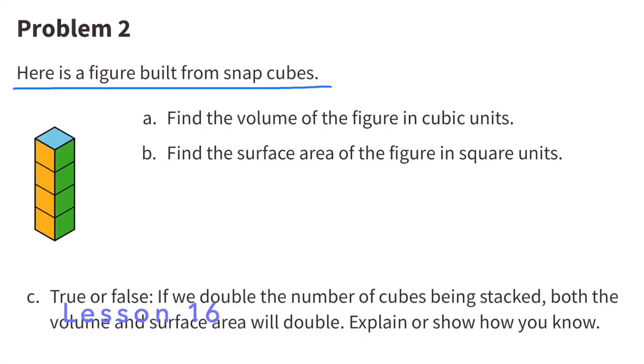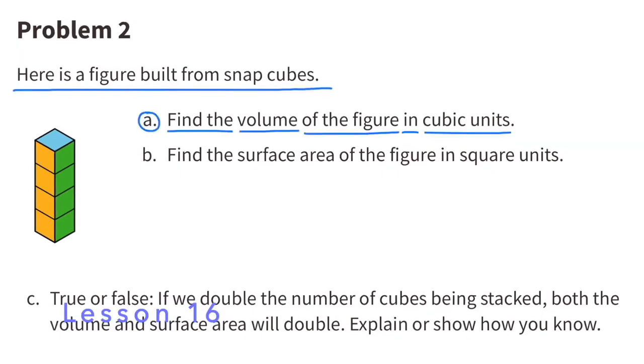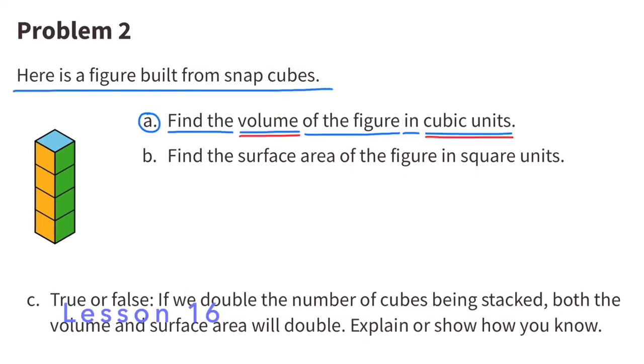Number 2. Here's a figure built from snap cubes. A. Find the volume of the figure in cubic units. We don't know what kind of units, like we don't know if these are inch cubes or centimeter cubes, for example, but we do know that they're cubes. So we're going to call them unit cubes. The volume of one of these cubes is called 1 cubic unit.